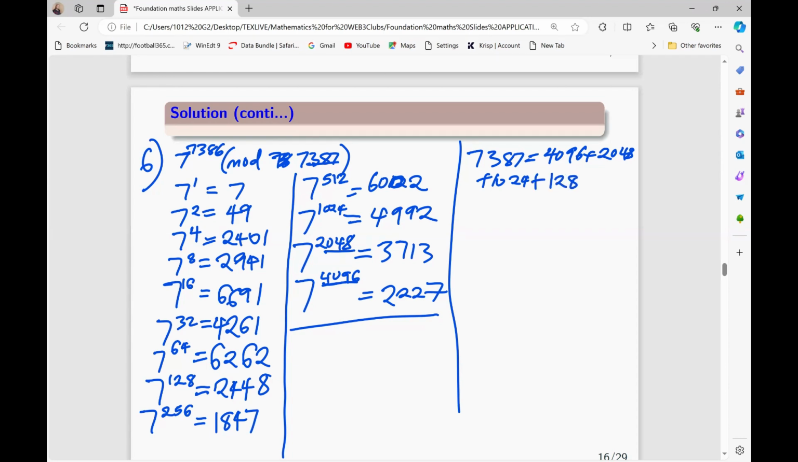And then let's try 64. Yes, 64 is within our bounds. We think that 2, no, 2 won't work. Let's try 16. Okay. Then let's try 8. And then let's try 2 and 1. I think it's going to add up to 7386. Let's confirm it.